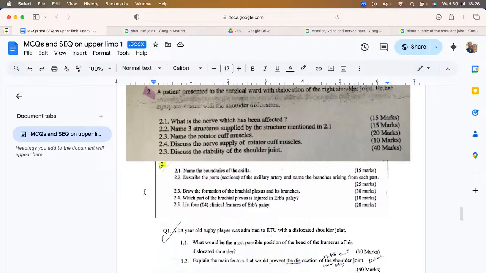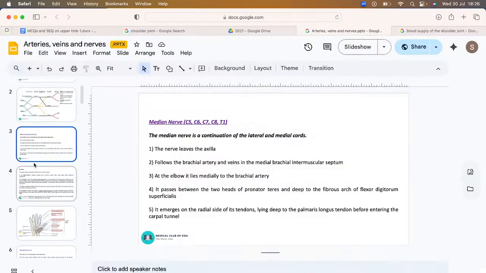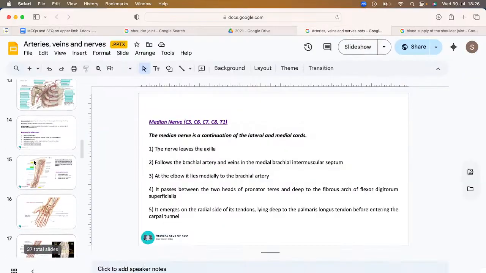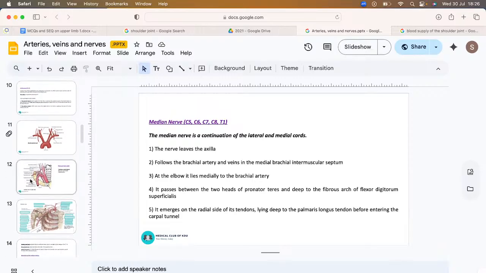Now, describe the parts, sections of the axillary artery, and name the branches arising from each part. When I always tell you guys, when you're answering this question about the axillary artery, whether it's a viva or an SEQ, the order of the axillary artery is very important. Now we know that there are 3 parts to the axillary artery. Let's have a quick look at this picture.